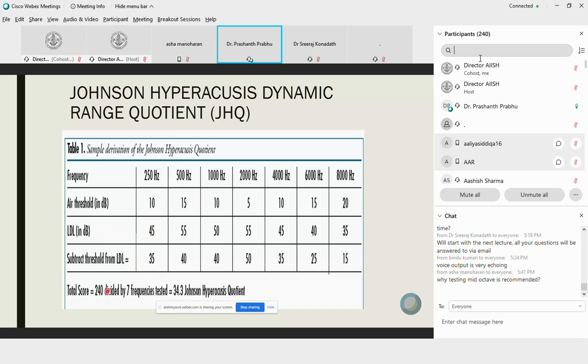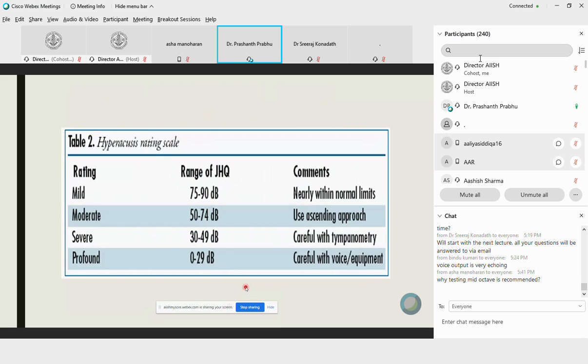So you sum all the dynamic ranges, that is for all the 7 frequencies, divide it by 7. You basically take an average of the dynamic range and you will get a quotient, and that is referred to as the Johnson hyperacusis quotient. So once we get this quotient, that quotient has to be compared with this rating scale. If it's between 75 to 90, we call it mild hyperacusis. 50 to 74, it is moderate. Then you have severe and profound degree of hyperacusis. So these are two scales which can be used to categorize the degree of hyperacusis.